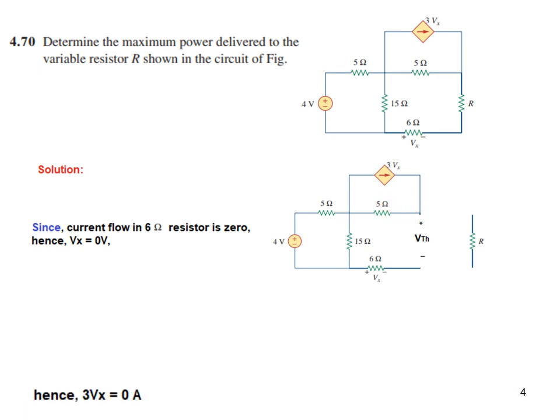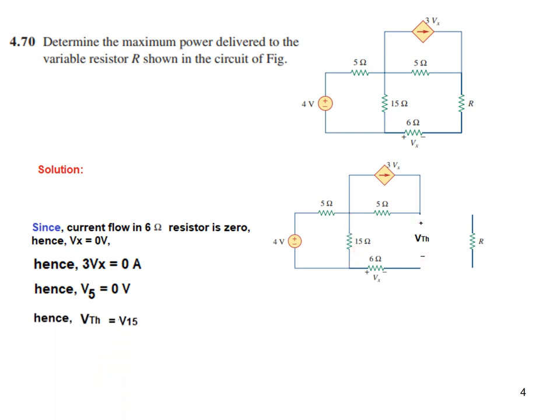So now let's proceed. 3Vx is 0, V5 is 0, so now this voltage is 0. Therefore V Thevenin will be actually equal to V15. And V15 we can find from this circuit by voltage division, 4 volt divided by these two, multiplied by 15. So by voltage division we get V Thevenin to be 3 volt.